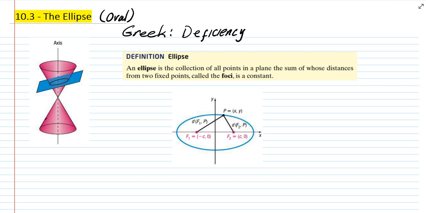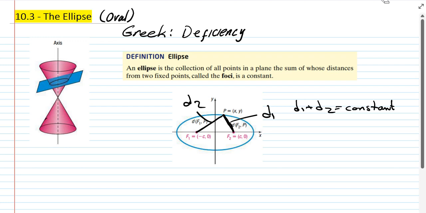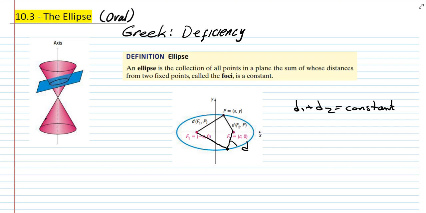Sum of whose distances from two fixed points. So this would be the distance on this drawing. These are the two distances. Call this D1, D2. D1 plus D2 equal to a constant, and that would give you the ellipse. So any point that qualifies for this. So for example, if I look at the point here, because it's on the ellipse, if I add the distance from one focal point, the distance from another one, again, call it D1, D2, that total will be the same.